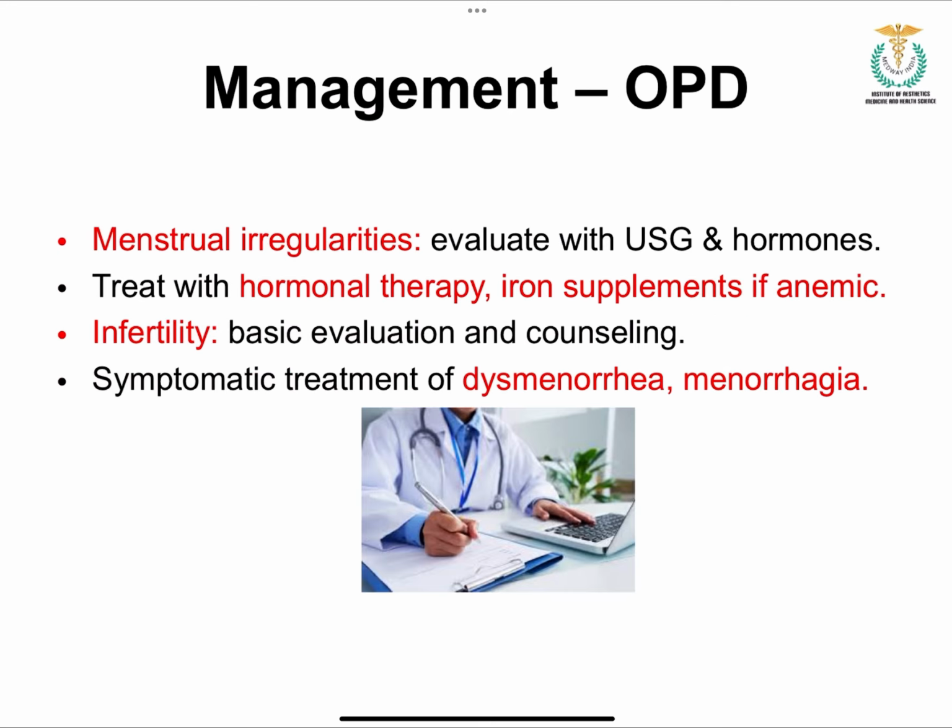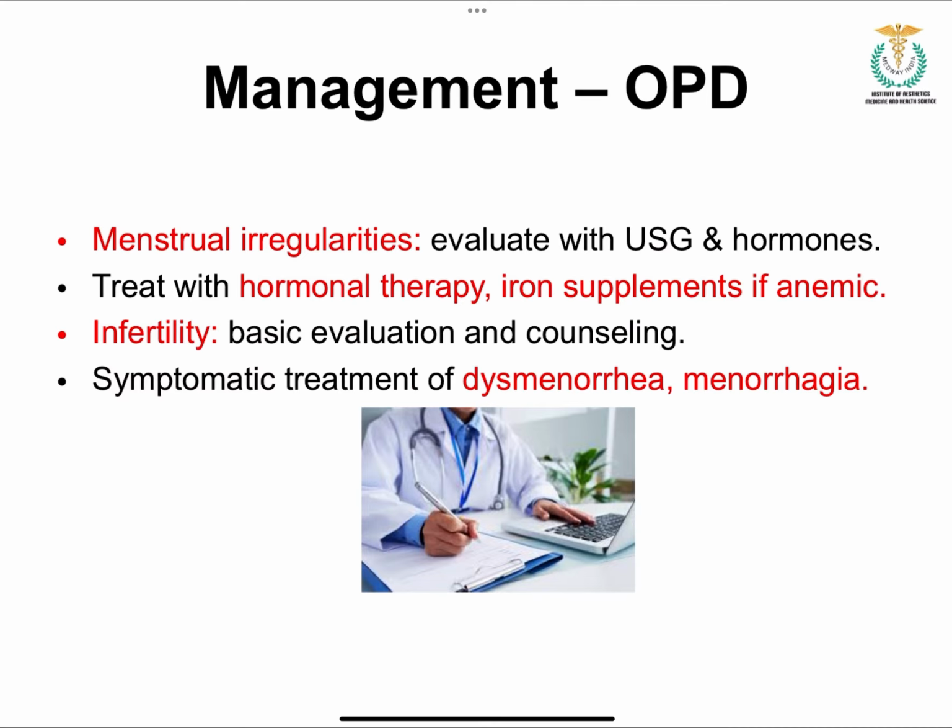Moving on to the management. In OPD cases, how can we manage? In OPD, most cases are mild, for example irregular menstrual cycle, PCOS, and mild infertility. So these things will come on an OPD basis. Menstrual irregularities we can evaluate with USG and hormones. You can go for hormonal profiles, and you can treat the condition with hormonal therapy, or iron supplements if anemic.